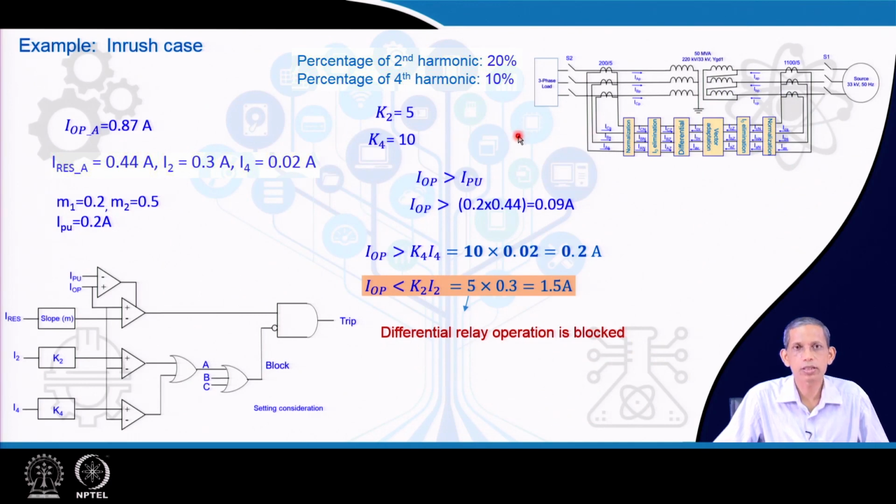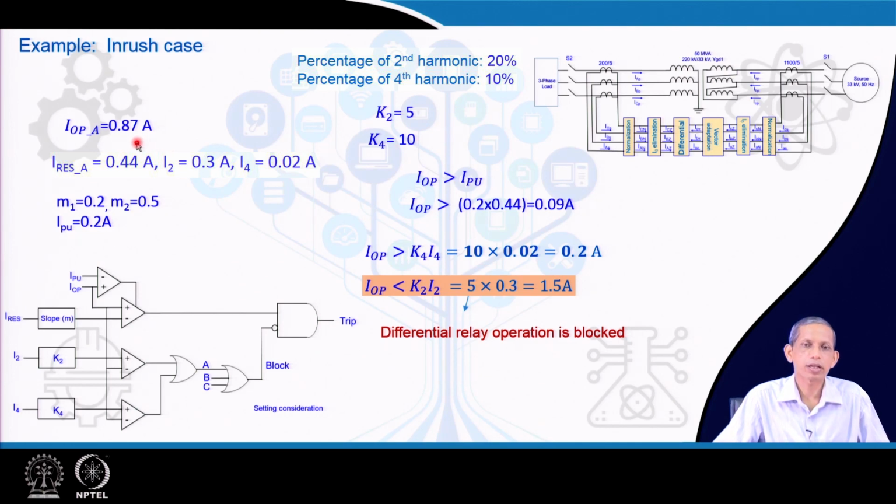Now, let us see the earlier example of aggregation which we saw in our earlier slide. In that case, we consider a second harmonic setting of 20% and a fourth harmonic setting of 10%. So, K2 becomes equal to 5 and K4 becomes equal to 10.